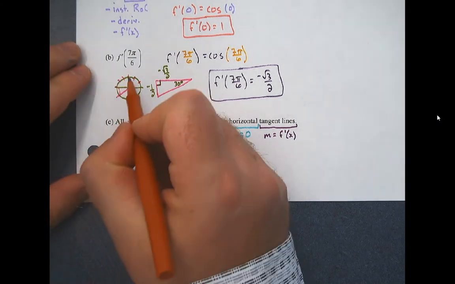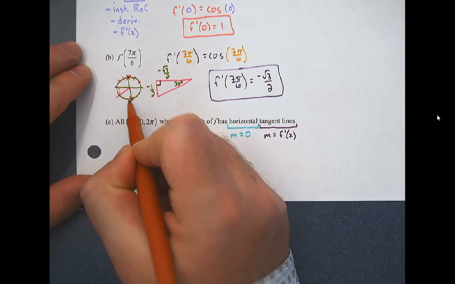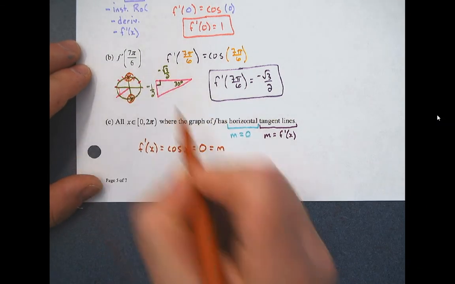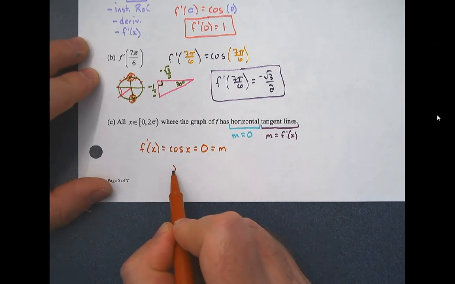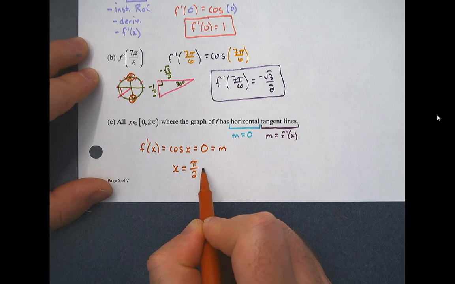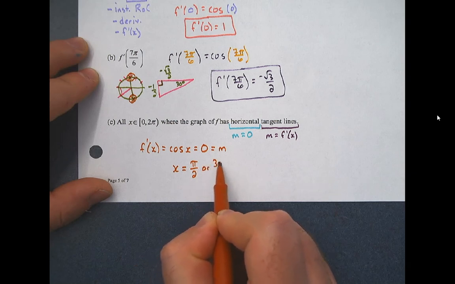Okay, hopefully you said up here and down there. Those are the two places where cosine is 0. So I would say that my answers are when x equals pi over 2 or 3 pi over 2.